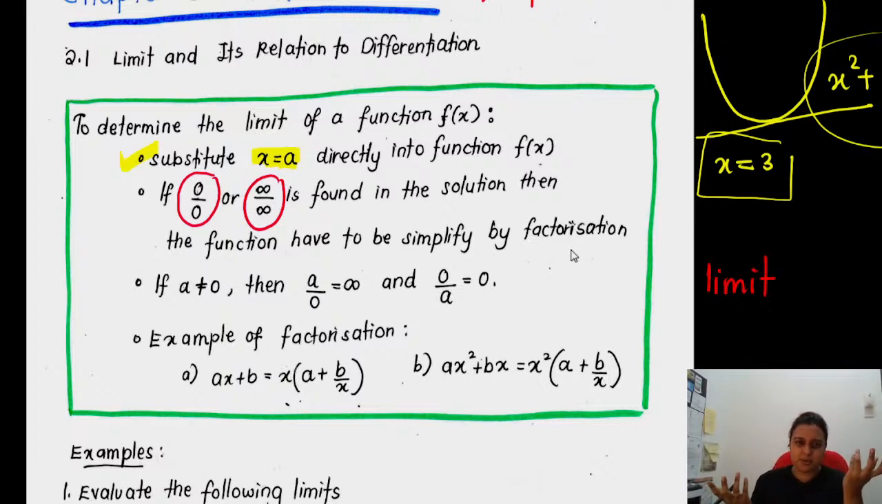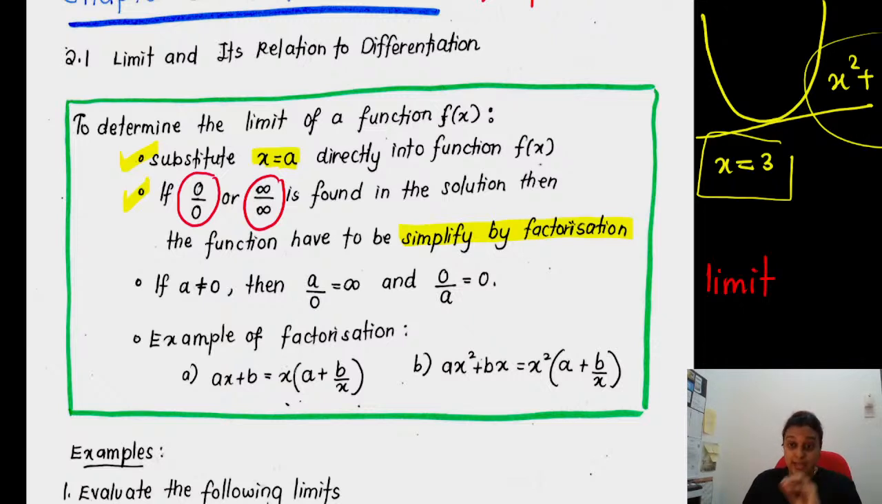What is 0 over 0 and what is infinity over infinity? You cannot define them. So when you get this answer, your next step is to solve by factorizing. You have to simplify by factorization. So these are the two things you should know already. First, always try to substitute the value first.